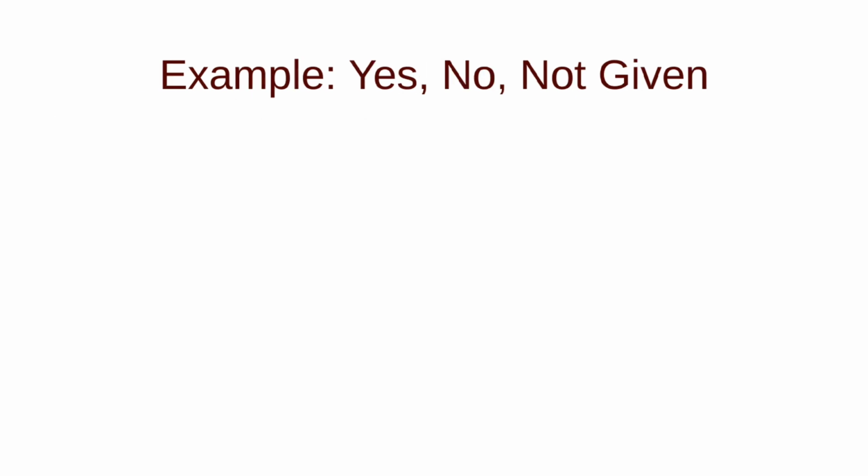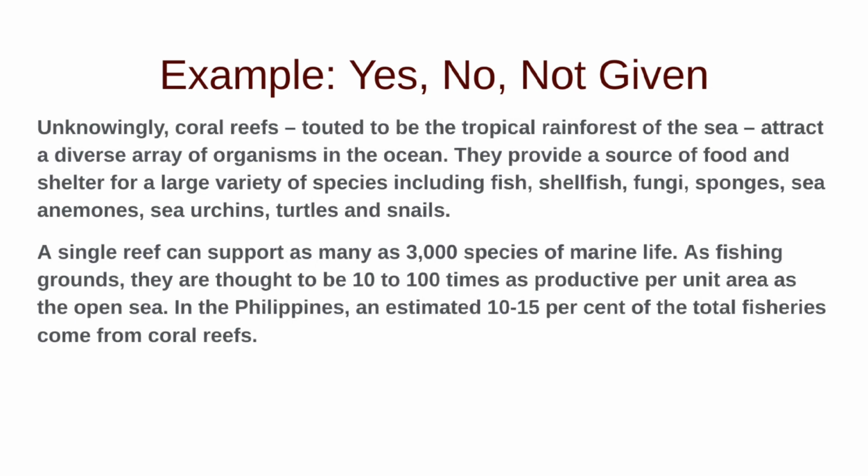Okay, now let's look at an example yes, no, not given question. Here's our section of text. Unknowingly, coral reefs, touted to be the tropical rainforest of the sea, attract a diverse array of organisms in the ocean. They provide a source of food and shelter for a large variety of species, including fish, shellfish, fungi, sponges, sea anemones, sea urchins, turtles, and snails. A single reef can support as many as 3,000 species of marine life. As fishing grounds, they are thought to be 10 to 100 times more productive per unit area as the open sea. In the Philippines, an estimated 10 to 15% of the total fisheries come from coral reefs.